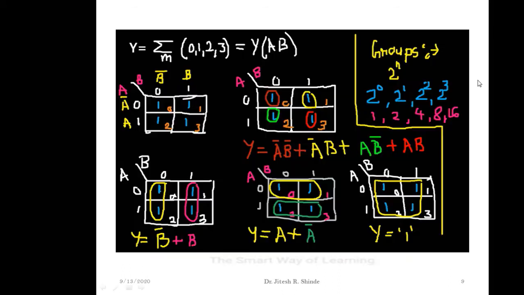Now assume y is equal to summation m, where small m represents minterm. For this input combination, y is equal to 1, 0, 1, 2, 3. Y is a function of 2 input variables, that is A and B. Accordingly I have constructed the K-map here, and placed 1 for the input combinations for which the output is 1: inputs 0, 1, 2, 3. For minterm 0 I placed a 1 here, for 2 I placed a 1 here, for 1 here and 3 here.